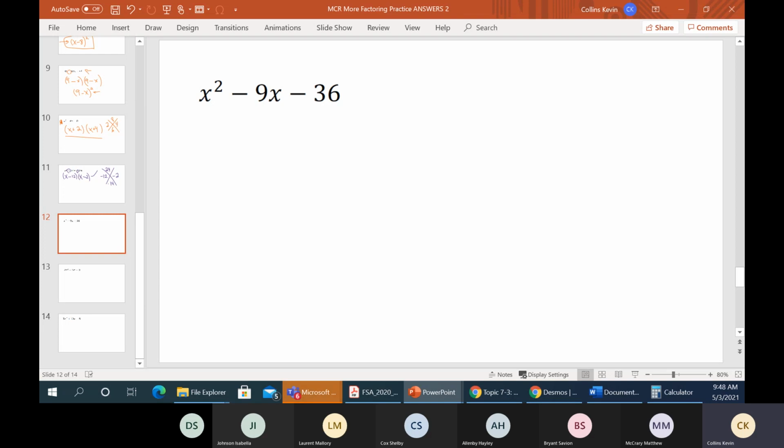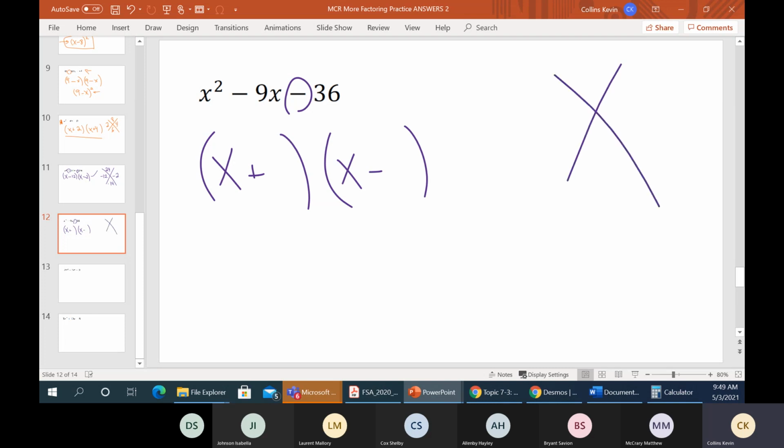All right, so this one. Go ahead and set up shop. We got an x here, an x here. Negative sign here tells you that you're just going to have one plus and one minus. So these need to multiply together, give you minus 36. One of them is going to be negative, and they add together to give you negative 9. So what's our numbers in this case?